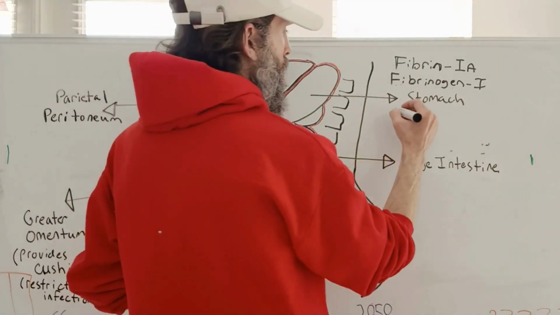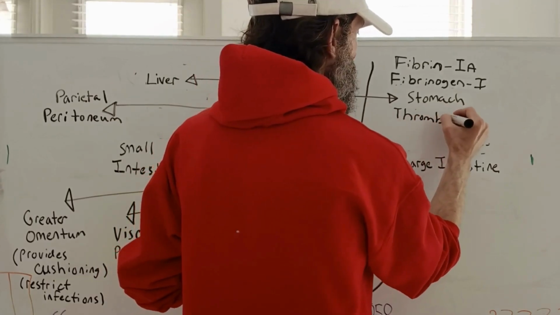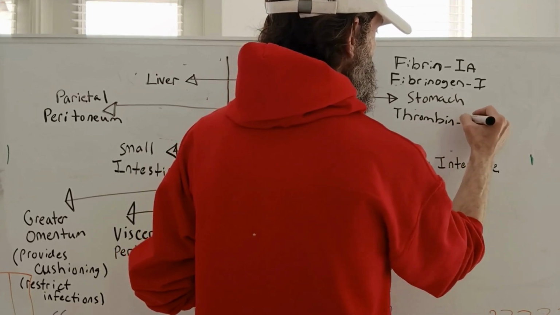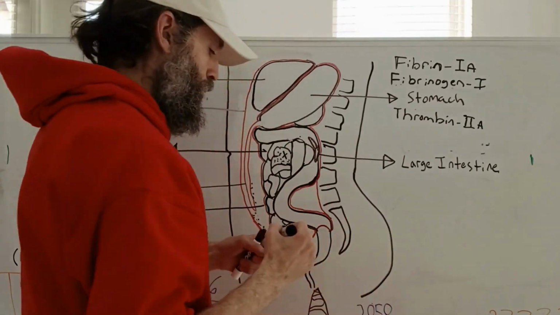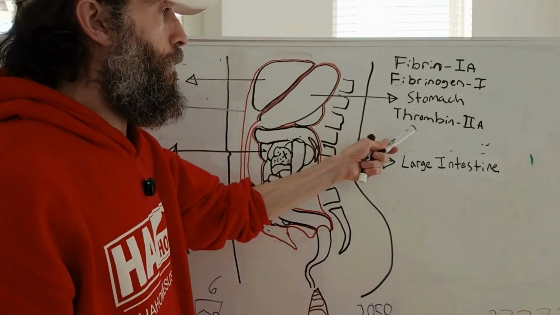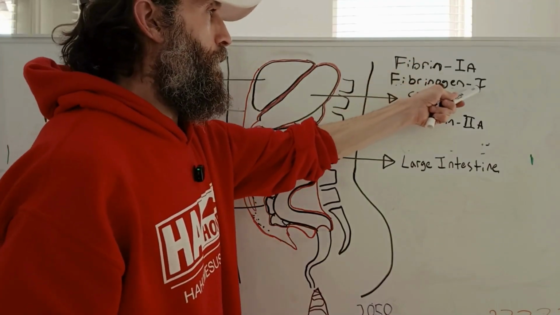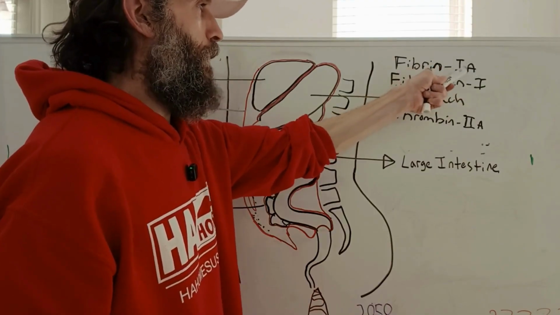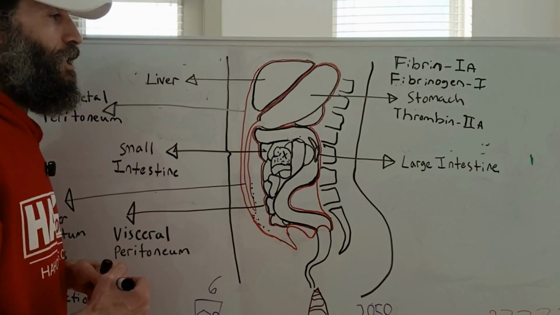Fibrinogen is activated, I believe, through thrombin, which is factor 2A. Prothrombin is factor 2, but it gets activated. Then thrombin converts fibrinogen into fibrin. Fibrinogen is factor 1, and fibrin is activated, so it's 1A, in the coagulation cascade.